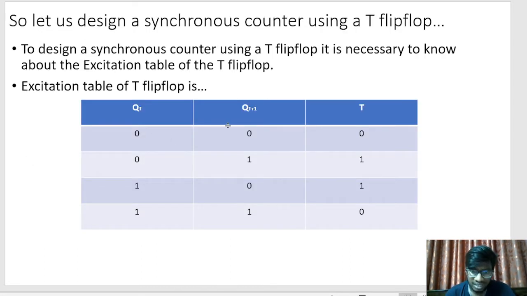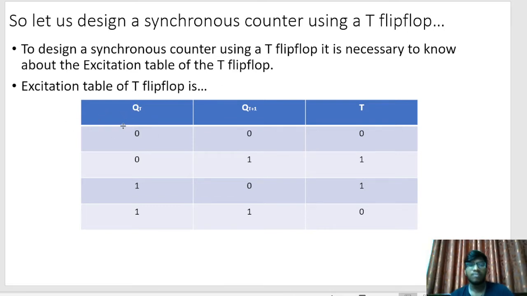For designing any type of synchronous counter, it is necessary to know the excitation table of the particular flip-flop. Counters can be designed with different flip-flops. Let us take a T flip-flop example and design a synchronous counter using a T flip-flop. It is necessary to know the excitation table of the T flip-flop, because it helps in further accessing of the table. So this is the excitation table of the T flip-flop.